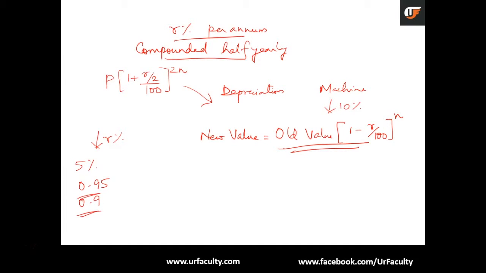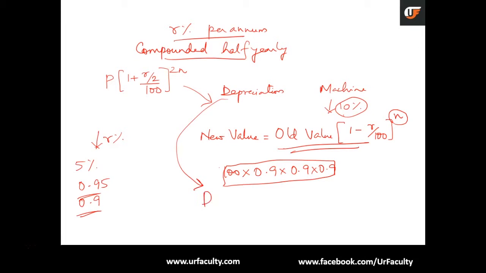What you are trying to do is apply the same concept here. Since it's the same percentage value that is getting depreciated year on year, we use a power. Otherwise, let's say the old value of the machine was 100 and it depreciated by 10%. It is basically 0.9 into 0.9 into 0.9 if it is for 3 years. So this is the calculation and it will be very useful. Please note the keyword in such cases would be depreciation.